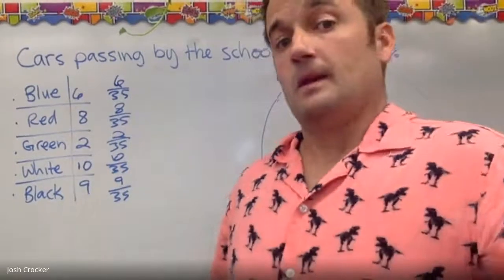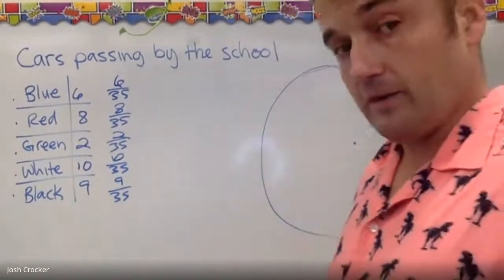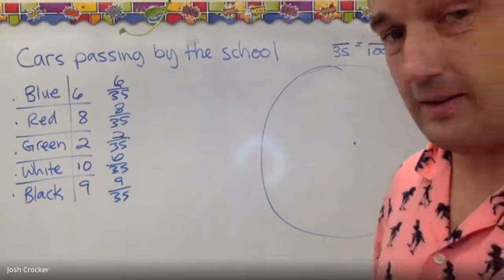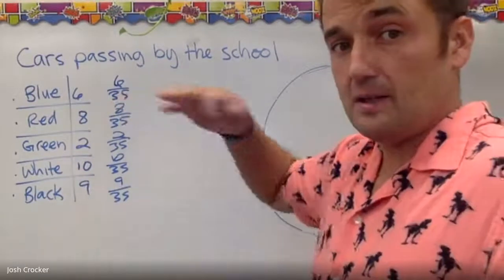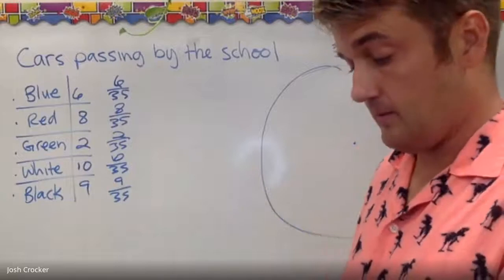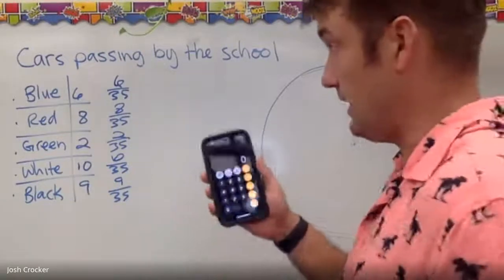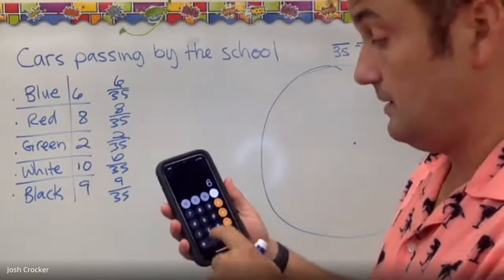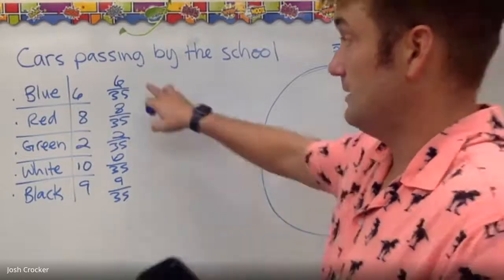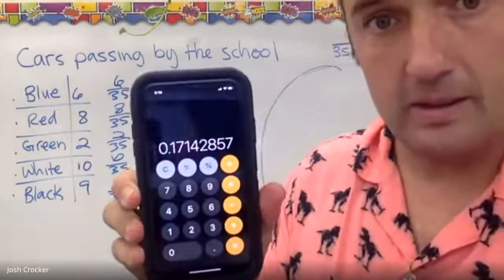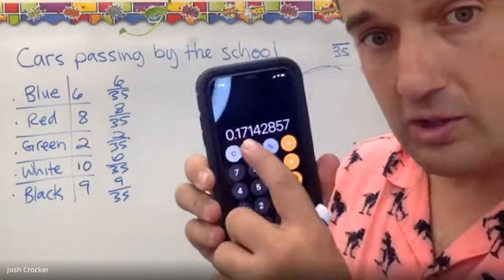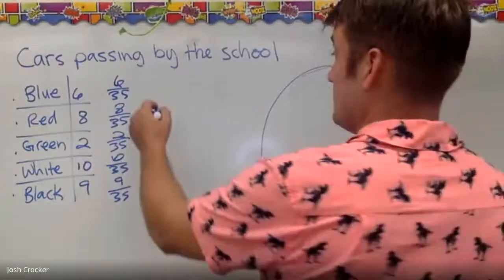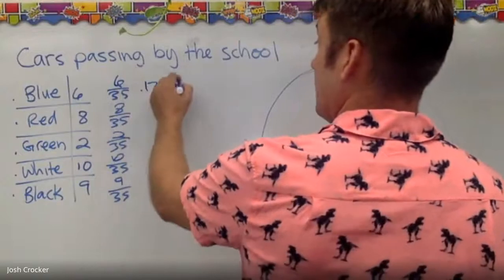Here's where the calculator comes in handy. We're going to find the decimal equivalent of each one of these. It's not hard if you have a calculator. A fraction is really a division problem. So I know 35 is my total, so to find the decimal for this, I'm just going to do 6 divided by 35. And that gave me a big number. So I'm only really looking at the first 2 digits, and then I'm going to use that third digit to round. So look, it was decimal .171. That's 17%.